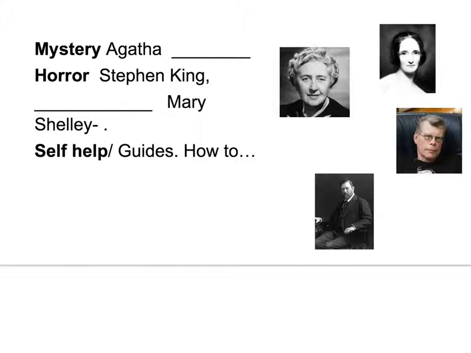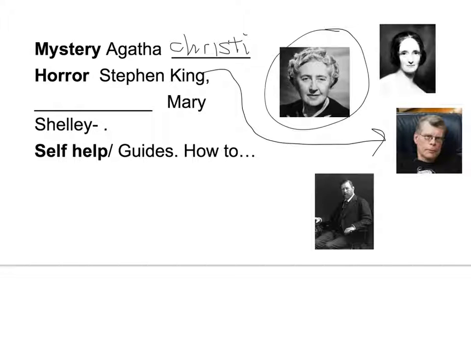Mystery writers, Agatha Christie. Horror, author Stephen King, and a woman, Mary Shelley, wrote a story about a monster. Be careful, the English pronunciation is Frankenstein. Self-help guides. If you're depressed, or you have some problem, or you just want to improve yourself, that's also a group of books, self-help books.